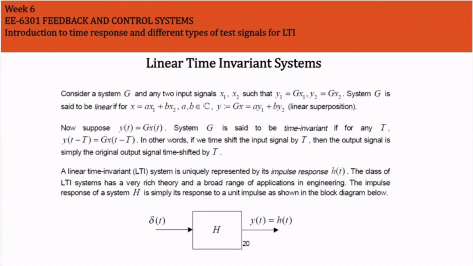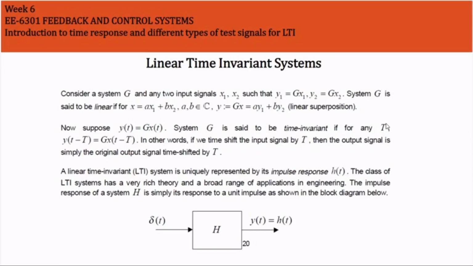Let's consider a system G and any two input signals x sub 1 and x sub 2, such that y sub 1 is equal to G(x1) and y sub 2 is equal to G(x2). System G is said to be linear if x is equal to a x1 plus b x2, where a and b are elements of C, wherein y is equal to G(x), which is equal to a y1 plus b y2. This is called the linear superposition. This first part is a bit confusing, but let's clarify that later on as we progress with the topic.